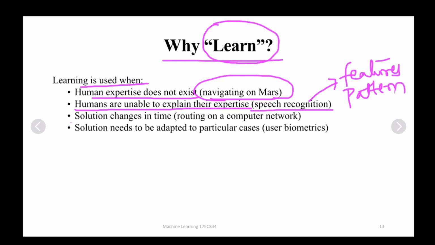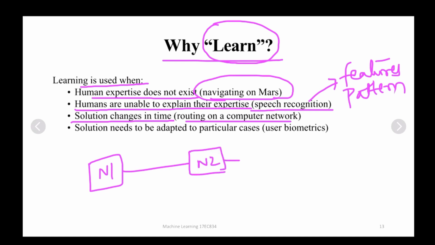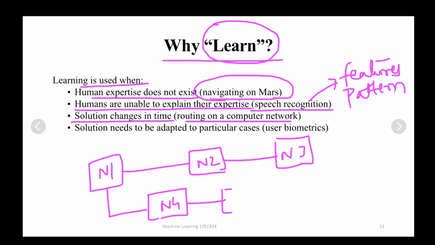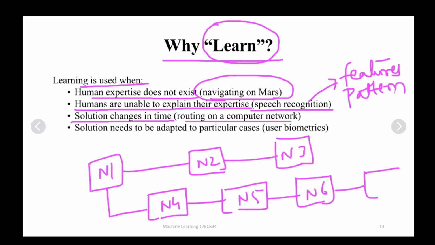Solution changes in time. Routing on a computer network, for example. Sometimes dynamically some amount of information will keep on changing. There, learning is actually required. What happens is in a computer network, let me say node 1, node 2, and node 3. Here there is node 4, node 5, node 6, node 7, and from n to 3.